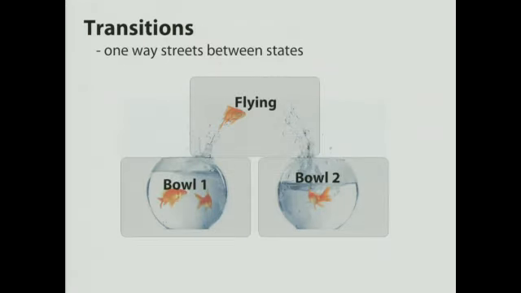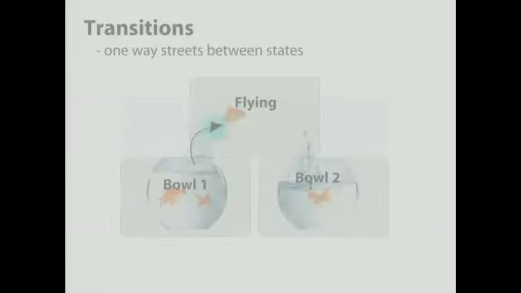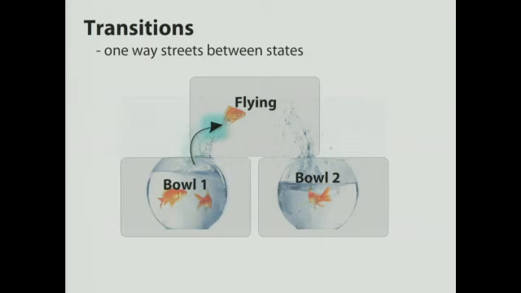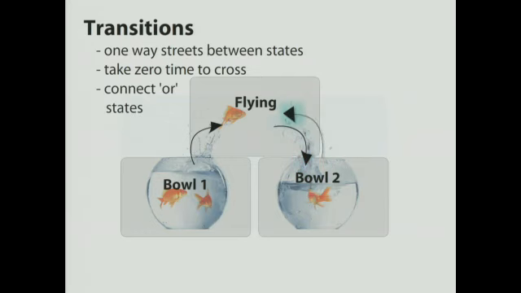Transitions are one-way streets between states. So we might start from bowl number 1, flying. It's fairly easy. We get to bowl number 2. That's pretty obvious from the comps. But it may not be immediately apparent. We might have to go back to bowl number 1, so we add some additional transitions. Transitions should take 0 time to cross. So technically speaking, the fish has a certain period of time where it's sort of half in the bowl and half in the air. But from our perspective, it has to be either or.